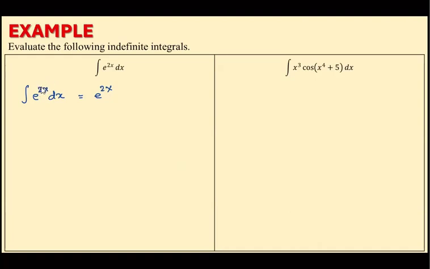Derivative of 2x is 2. So we divide that by 2. And then plus c. And that is our answer. So that is super simple. Okay. Now let's look at the next one.